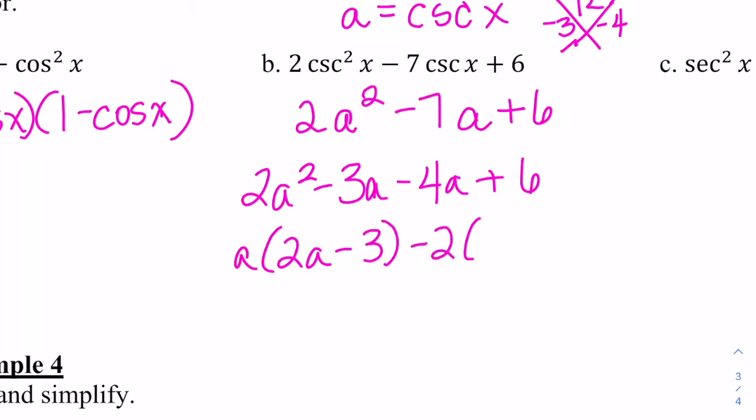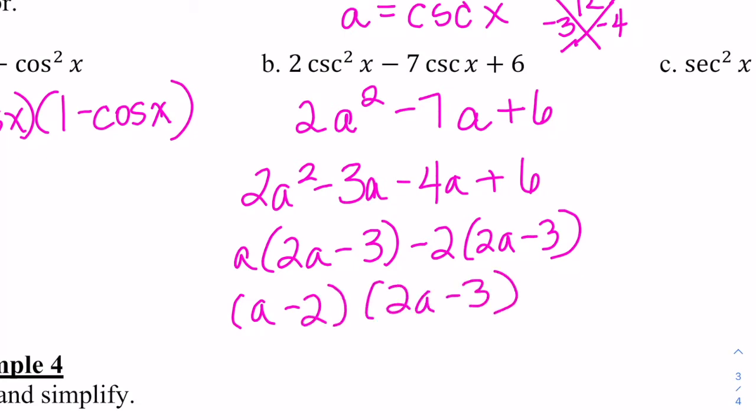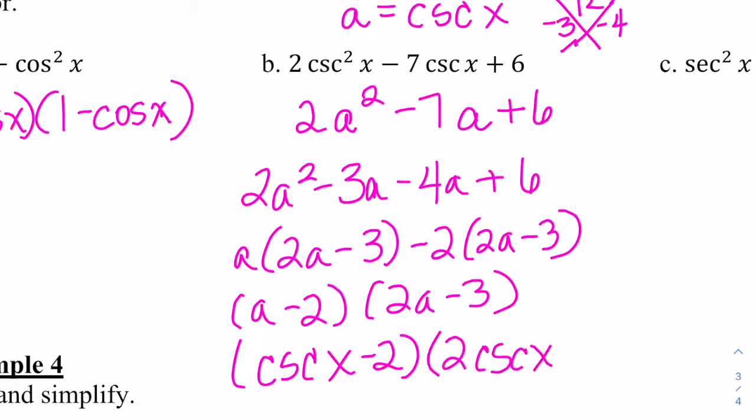So factoring this out, we get 2a minus 3. And you can see we have a minus 2, 2a minus 3. So remember, a was cosecant of x minus 2. And then the second parenthesis will just be 2 times the cosecant of x minus 3.